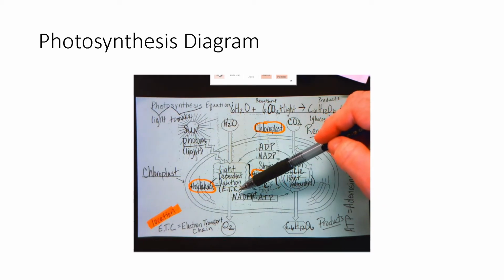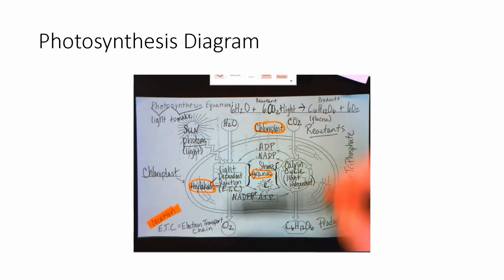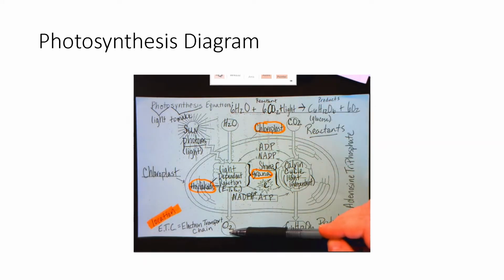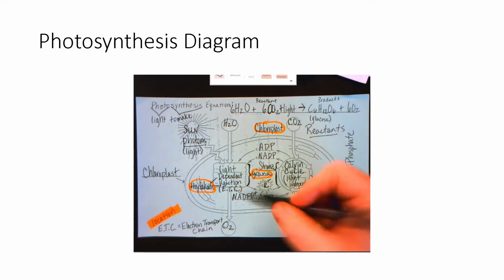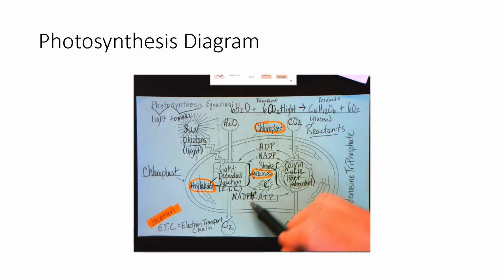The electron transport chain, right here, ETC, happens inside the light-dependent reaction, and it is a highly, highly volatile reaction. You don't have to know everything that happens in this reaction except for the H2O is broken apart to where the oxygen is spit out, and it is a waste, but the hydrogen attaches itself to the NADP. This becomes a highly energized molecule.